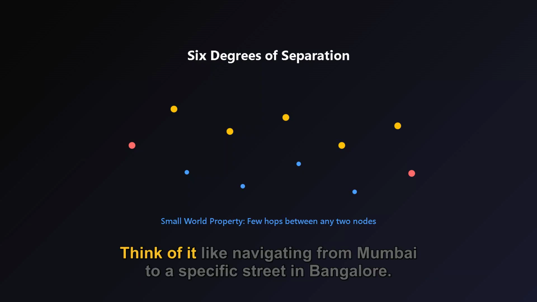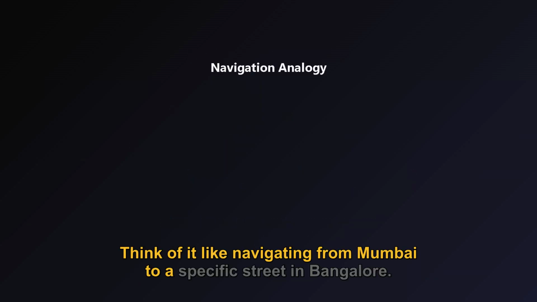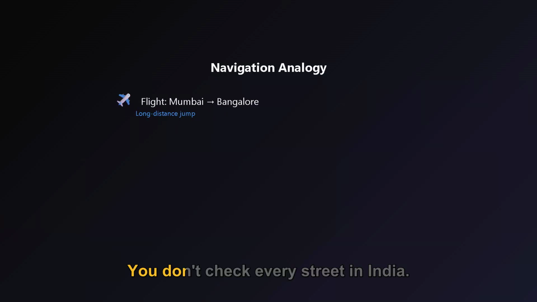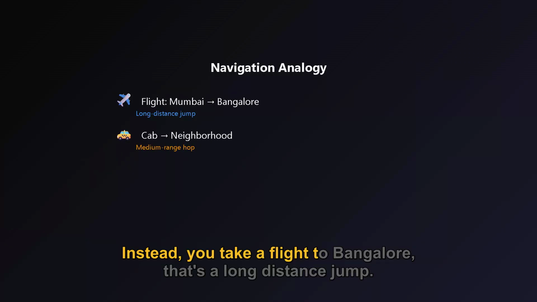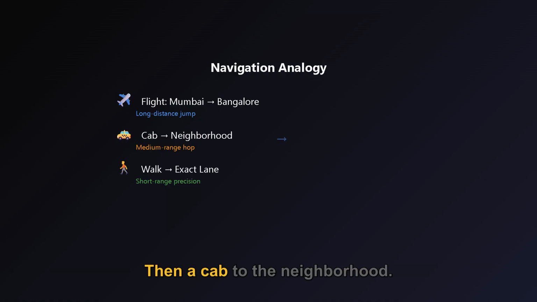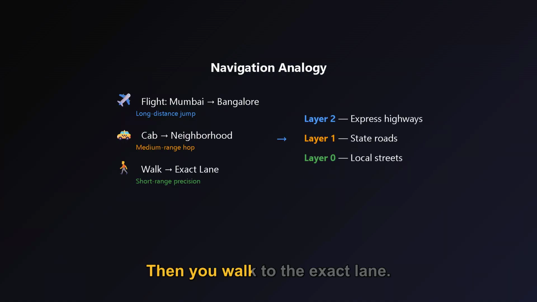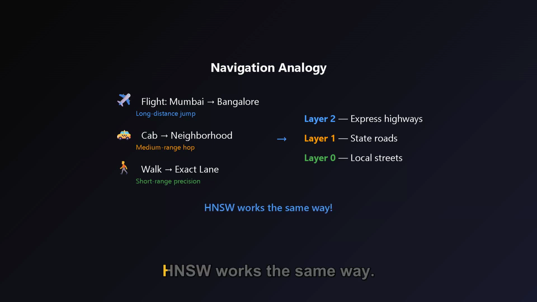Think of it like navigating from Mumbai to a specific street in Bangalore. You don't check every street in India. Instead, you take a flight to Bangalore. That's a long-distance jump. Then a cab to the neighborhood. Then you walk to the exact lane. HNSW works the same way.